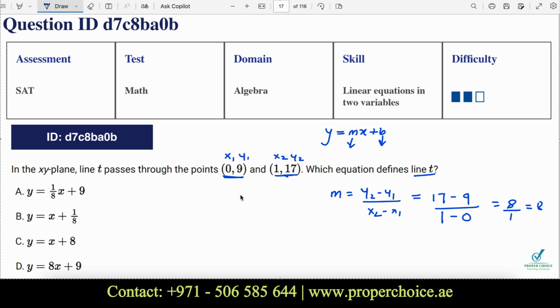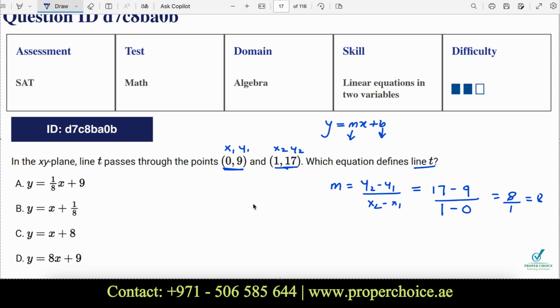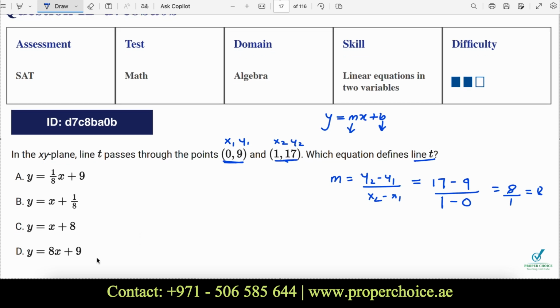So you can see which option has a slope of 8. I can see option D is the only one with a slope of 8, so I go with option D. Okay, so that's how you can find it. So what would be your equation then? y equals, if you replace the m value with 8, then it turns out to be 8x plus b. These are not necessary to write in the exam. As long as you got the answer, select it and move on.